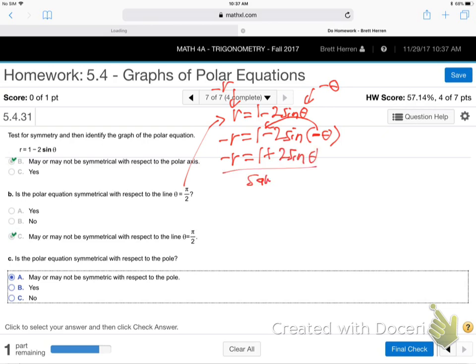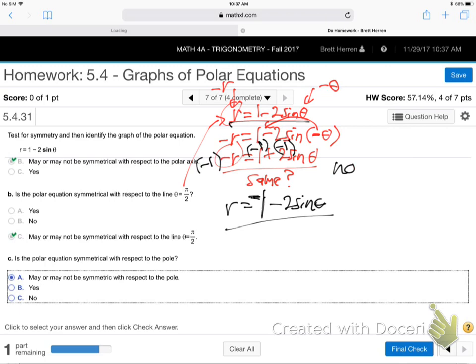Is that the same as the original? No, the original has regular r, this has negative r. There's no way to make them the same. You might think, well, can't I just multiply both sides by -1? No, you'd have to multiply all of that by -1. You'd get r equals -1 minus 2 sine theta, and that's not the same either. There's no way to simplify it and have it come out the same as the original. It never will. So it's a no. So it's a may or may not.